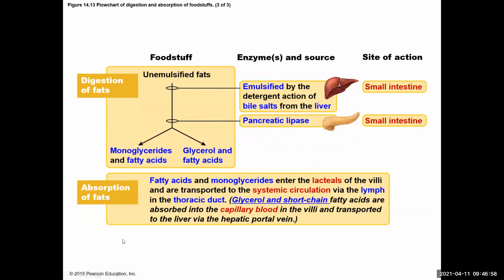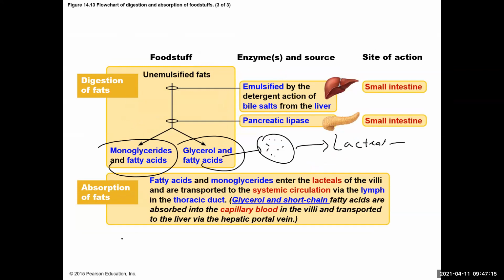Fats, I already told you, are emulsified by the detergent action of bile salts. We discussed that. Then comes pancreatic lipase, and then we have monoglycerides and fatty acids. Then they are packed into chylomicrons, then they go into lacteals, and from lacteals into the blood. That's how fats are digested and absorbed. Remember this duct? The thoracic duct, we discussed that in chapter 12. Finally they enter the subclavian vein, and they become part of the blood after that.